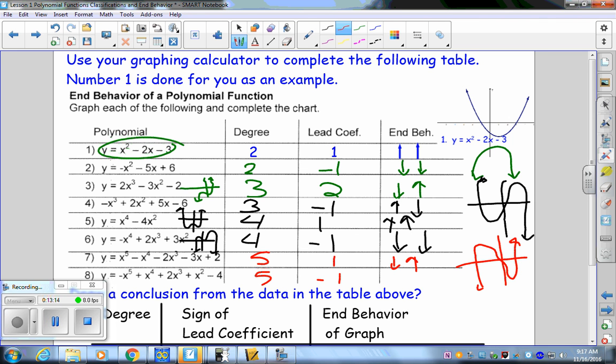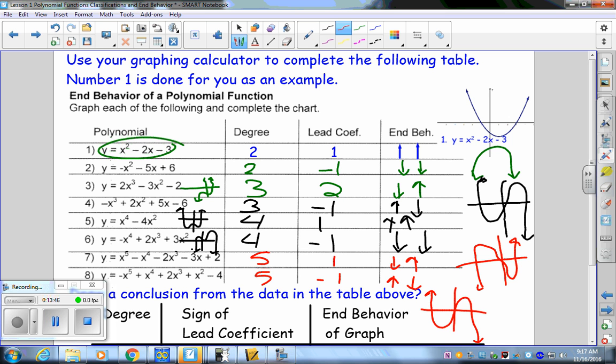So we've got a negative x to the 5th. I've got a positive x to the 4th, a positive 2x cubed plus x squared minus 4. Okay. All right, so here's this last one. Oh, okay. Something down like that. Okay. Left arrow's up, right arrow's down.